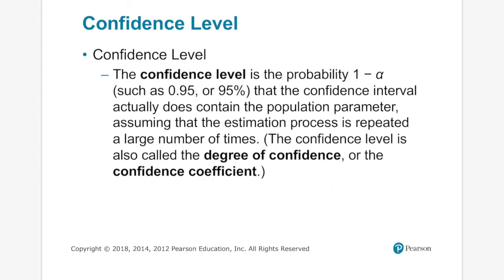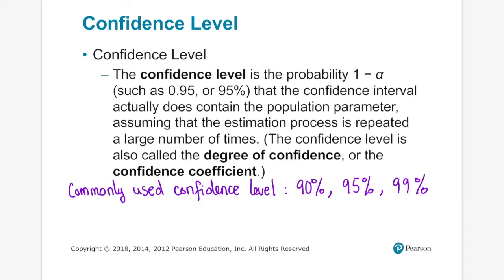The confidence level is the probability 1 minus alpha that the confidence interval actually does contain the population parameter, assuming that the estimation process is repeated a large number of times. The confidence level is also called the degree of confidence or the confidence coefficient. The confidence level can be anything, but the commonly used confidence levels are 90%, 95%, and 99%. If the confidence level is not given in a problem, always use 95%.